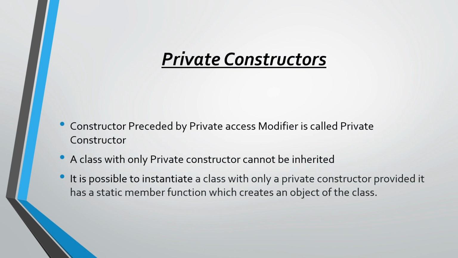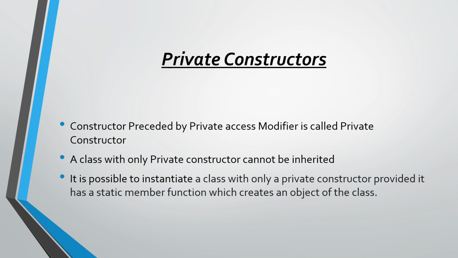Then we have private constructors. A constructor preceded by the private access modifier is called a private constructor. With this word private, you would have already guessed that nobody other than the class members can access it because it is private. So you cannot actually create an object using this private constructor. This private constructor can only be accessed inside the class.